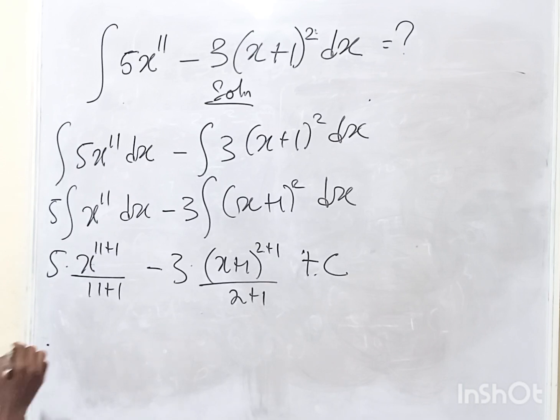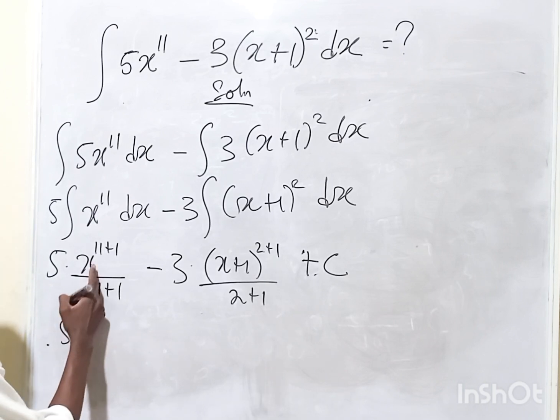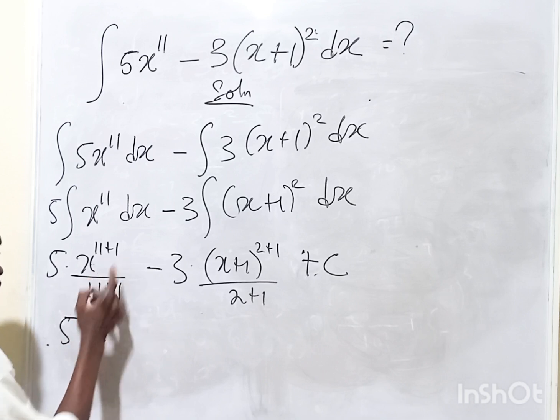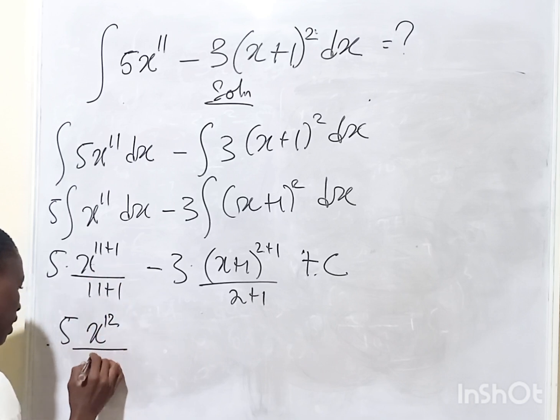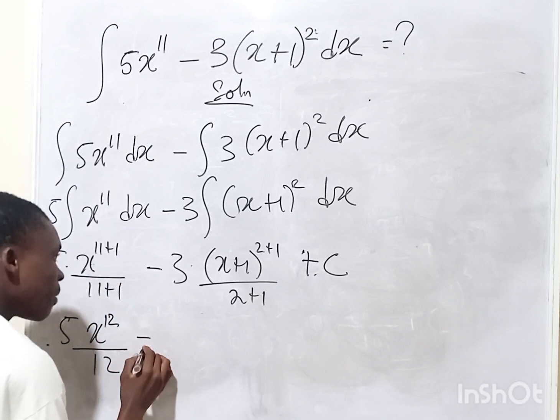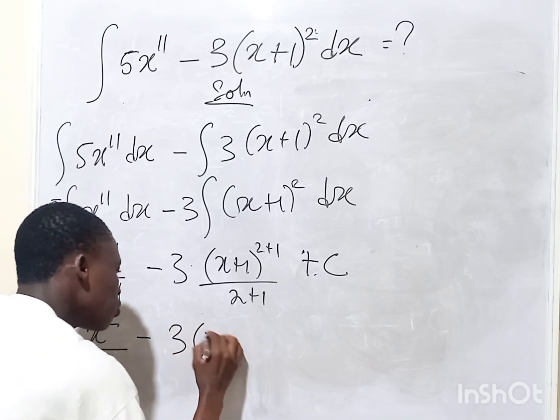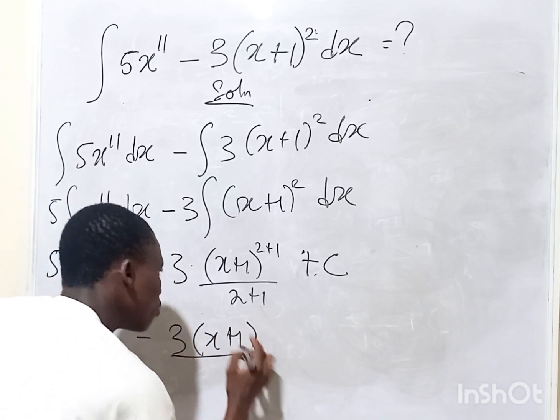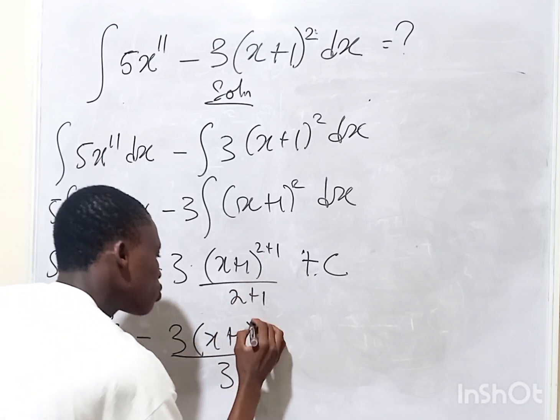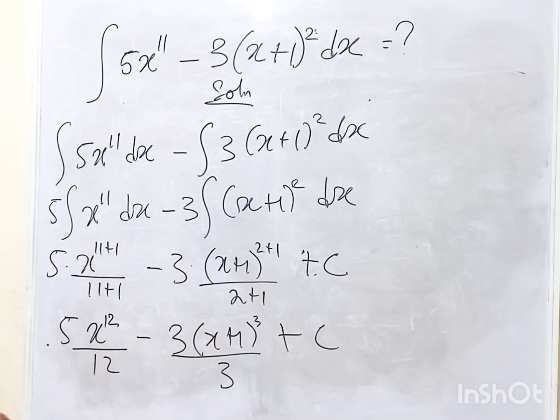All right, so what next from here? What are we going to do? We know that this is 5 times x to the power 11 plus 1, which gives us 12, all over 11 plus 1, which is 12, minus 3 times (x plus 1) to the power 2 plus 1, which is 3, all over 2 plus 1, which is 3, plus c.